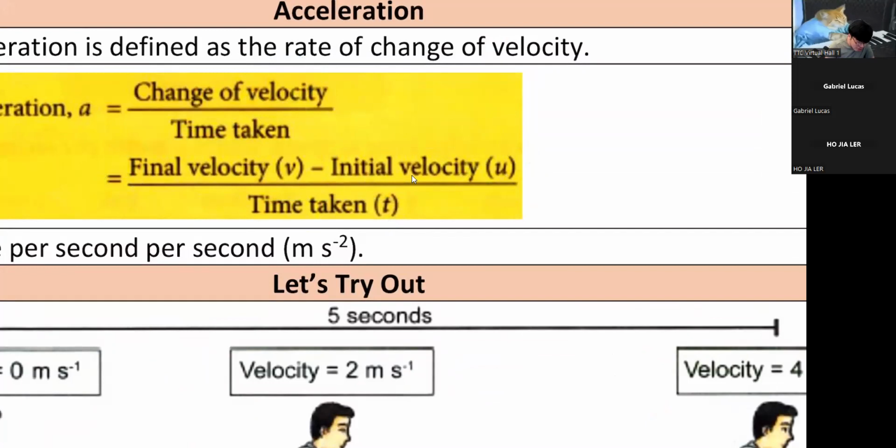So in short, the formula is V minus U divided by T. Why is it V and U? Because V is final, U is initial. Because in terms of alphabet, right, U comes first, only comes V, right? Because A, B, C, D, F, G, blah, blah, blah, U, V. So U first, then V. So you have your final minusing your initial, then you will get your acceleration.